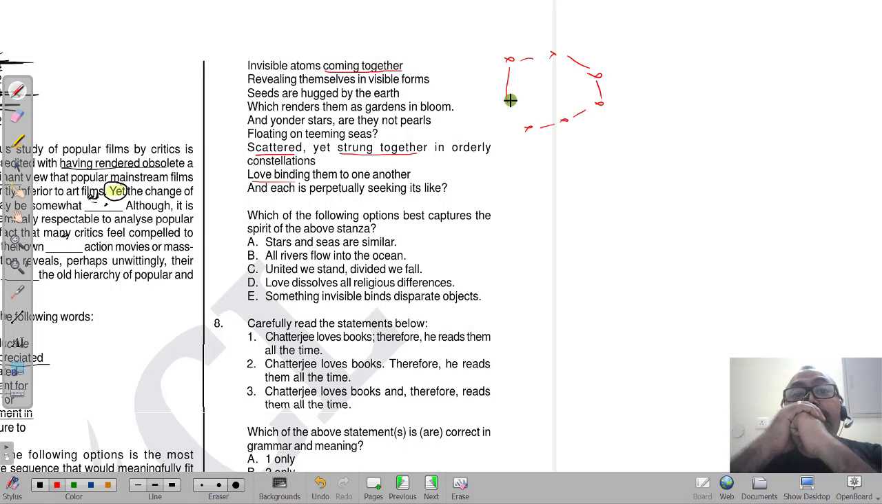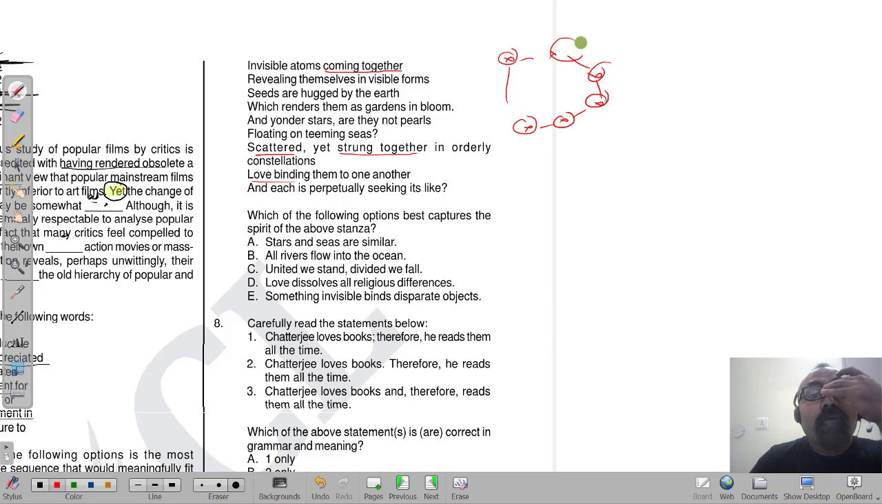There you have seeds that are hugged by earth and render something amazing, and you have stars strung together creating constellations. Love is binding them together. So we have got some connections, ladies and gentlemen. This is some sort of a connection between things, and that's the sense that you want to get, which is the following best captures the spirit of the above stanza.